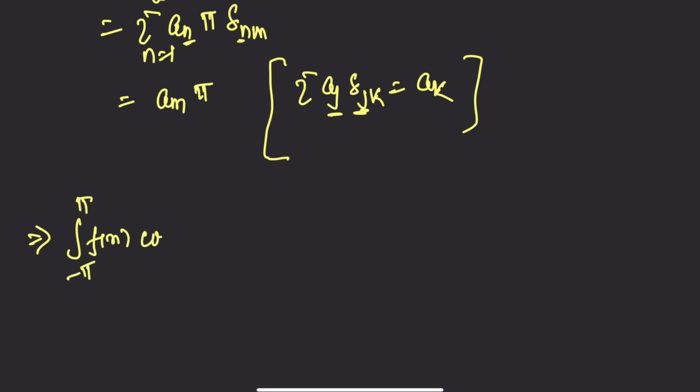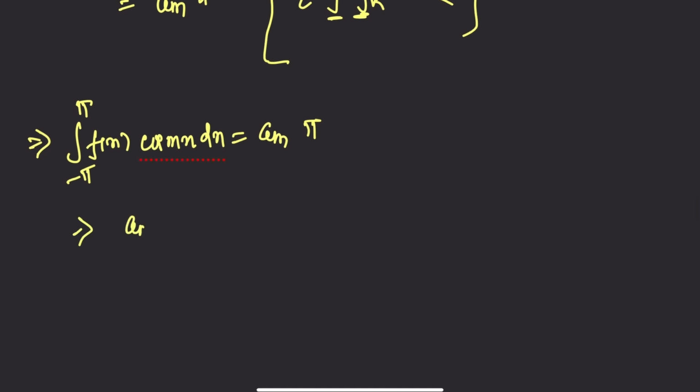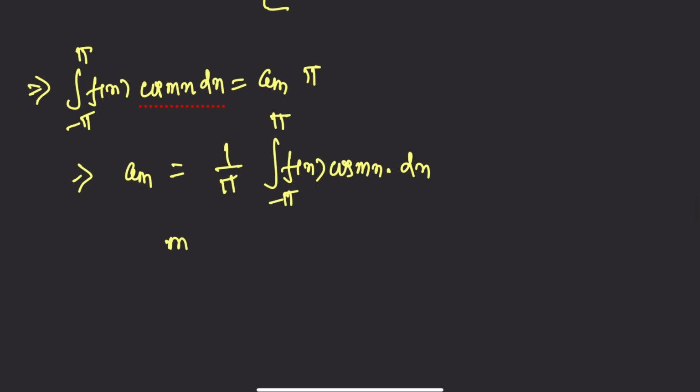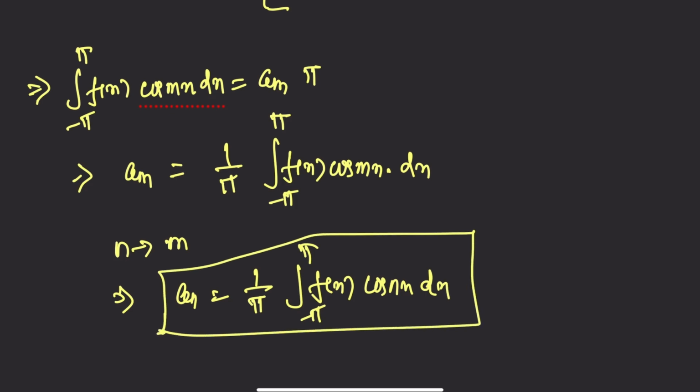f(x) cos mx dx equals a_m pi. That implies a_m becomes 1 by pi, integral from minus pi to pi of f(x) cos mx dx. Okay, m is a dummy index, so we can write n in place of m. So a_n equals 1 by pi, integral from minus pi to pi of f(x) cos nx dx. This is the Euler formula for a_n.